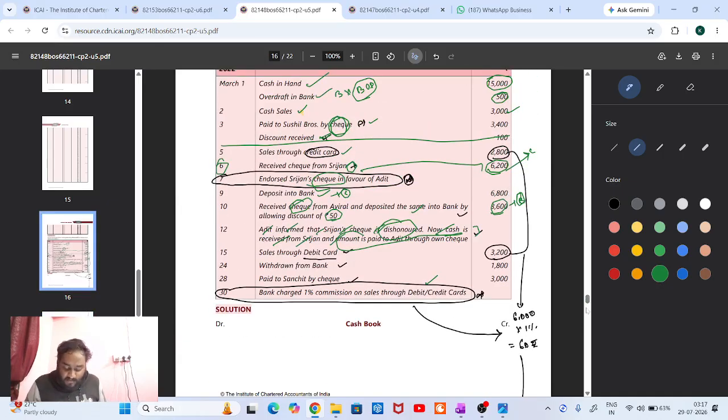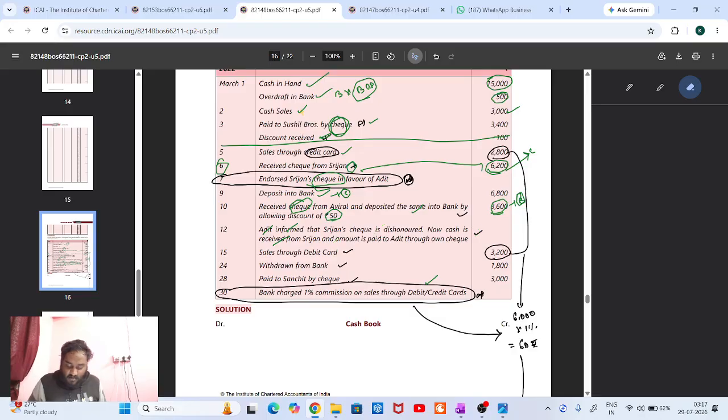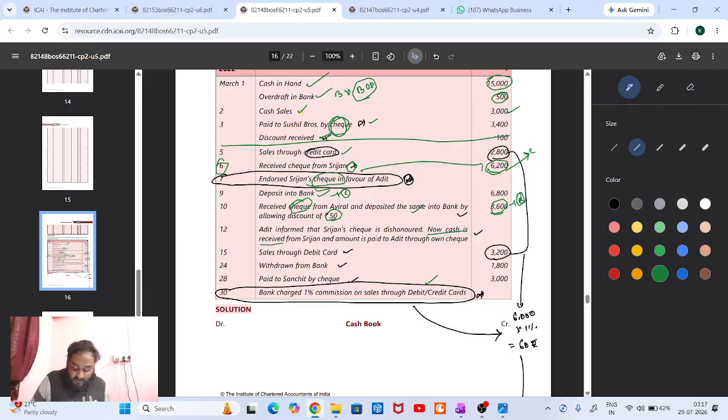What did they do before? Now the cash received from Srijan and amount. Okay, good. This is what they have clarified. Now the cash is received from Srijan and the amount is paid to audit through one check. So audit's bank balance, we have paid, so it increases, and credit received from Srijan. Cash is received from Srijan, increase. So forget this, read this.